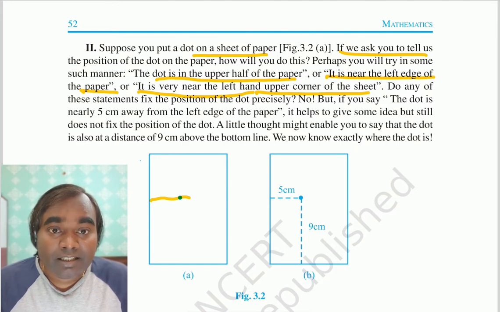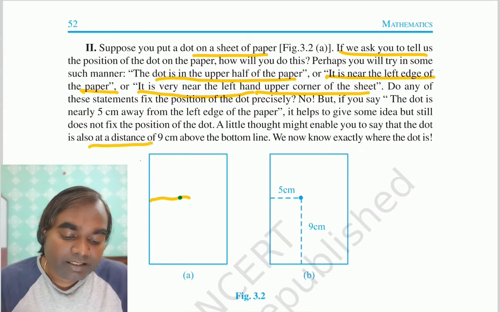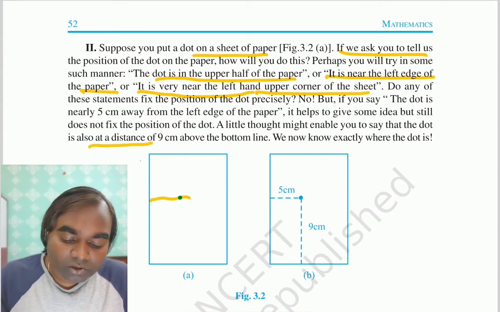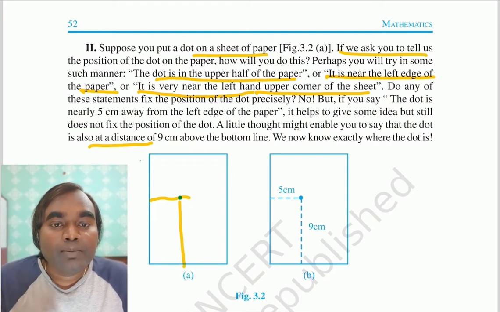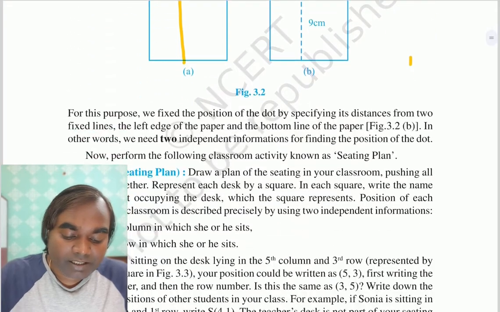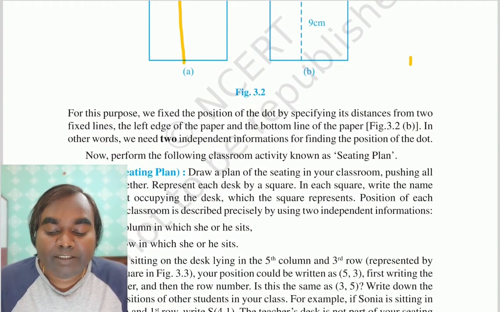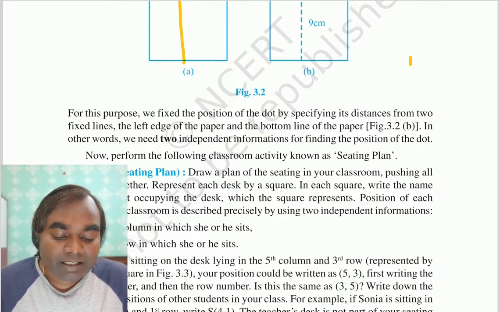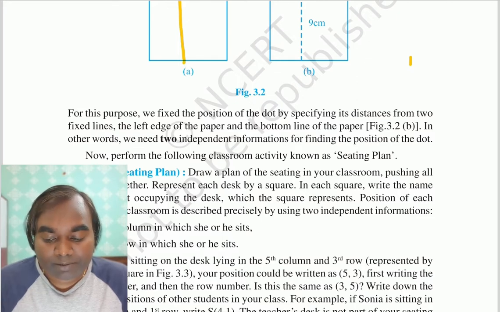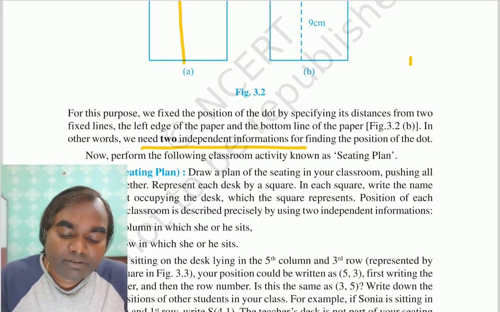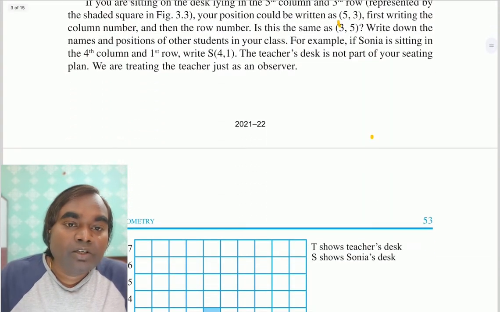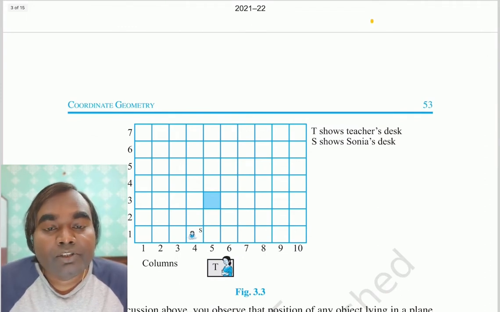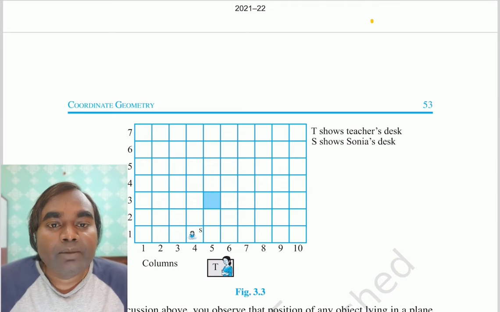So what is needed next? The second reference line is needed. A little thought might enable us to say that the dot is also at a distance of 9 cm above the bottom line. So now there is another reference line to help us locate the position of the dot. For this purpose we fix the position of the dot by specifying its distances from two fixed lines, the left edge of the paper and the bottom line of the paper. In other words, we need two independent pieces of information for finding the position of the dot. That means we require two reference lines for determining the position of any point in two dimensions.